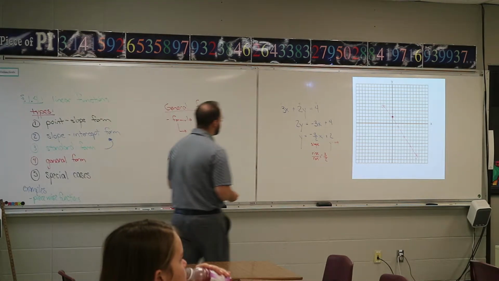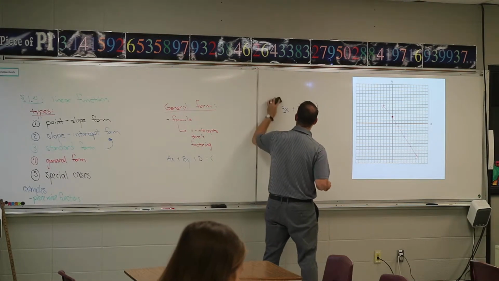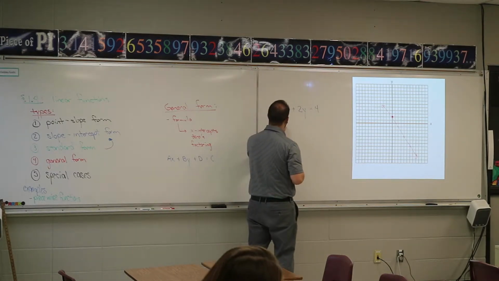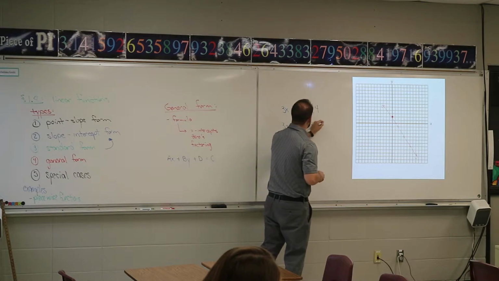So I could make this function into general form by just moving the 4 over. So 3x plus 2y minus 4 equals 0. Now I'm in general form.